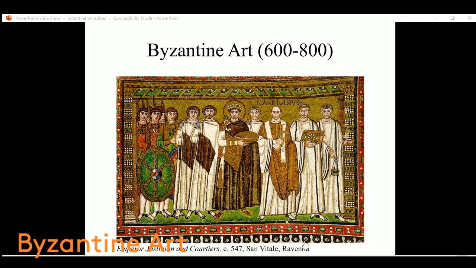Hi students. What you are seeing now is the work of art that characterizes Byzantine art. At this time, arts are more elaborate with the use of mosaic. Mosaics were extensively used to decorate the interior of churches at this time. Later we will talk more about these artifacts in the following slides.